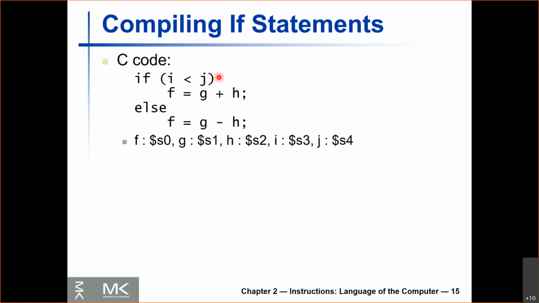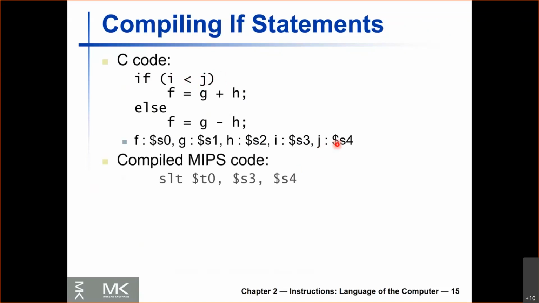So the first step is that we're going to use set on less than to compare i and j. What are the operands to set on less than? Well, the sources are i and j, which are S3 and S4. And we're going to store the result of the comparison in a temporary. So we're going to do set on less than T0, S3, S4. Now, if S3 is less than S4, T0 is going to be 1. And if S3 is not less than S4, then T0 is going to be 0.